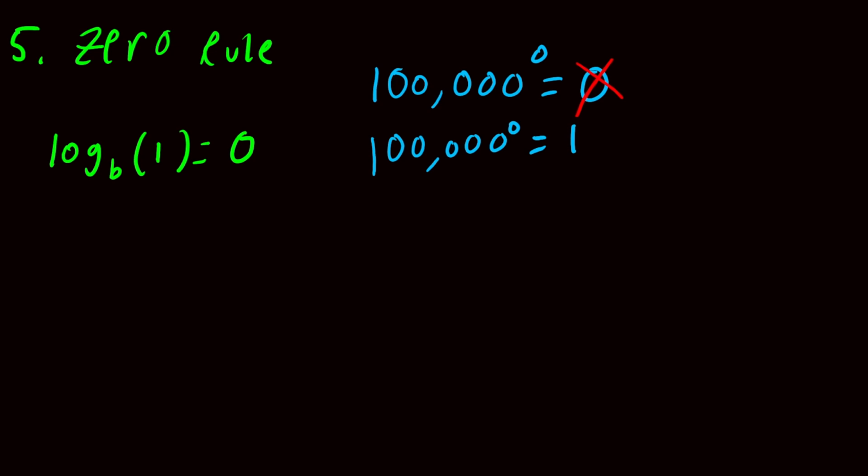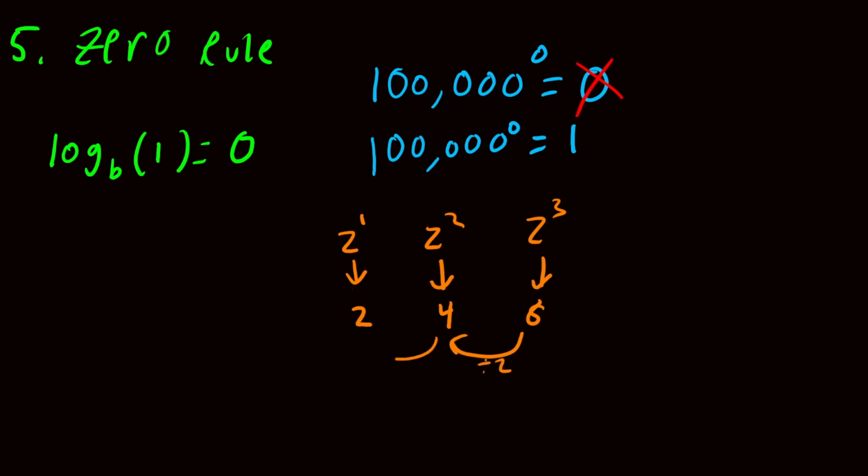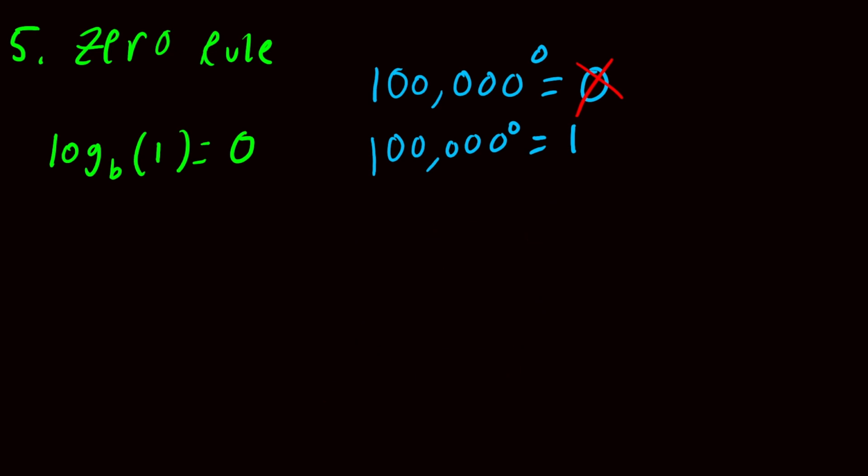If I have 2 to the 1, that's 2. 2 to the 2, that's 4. 2 cubed, that's 8. Do you see, as we're going backwards, we're dividing by 2. Now, if I have 2 to the 0, why would that be any different? I'm just dividing by 2. So 2 divided by 2 is 1. So that's why 2 to the 0, or anything to the 0, is 1 instead of just 0.